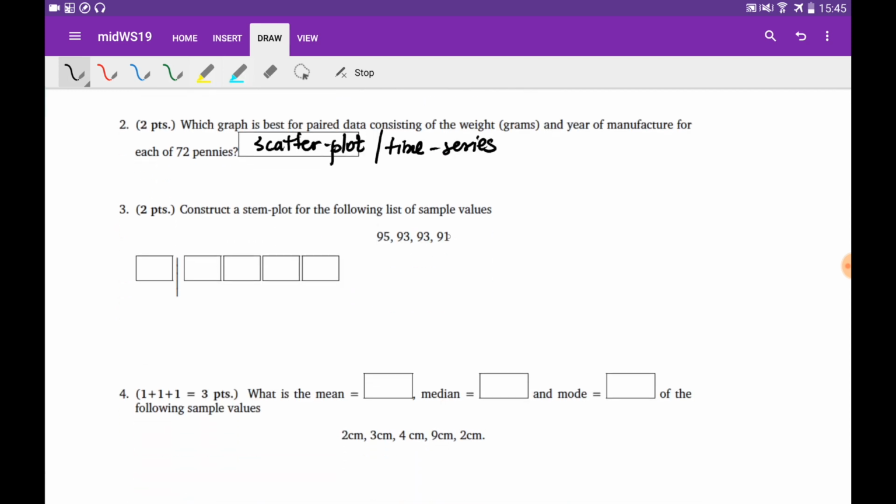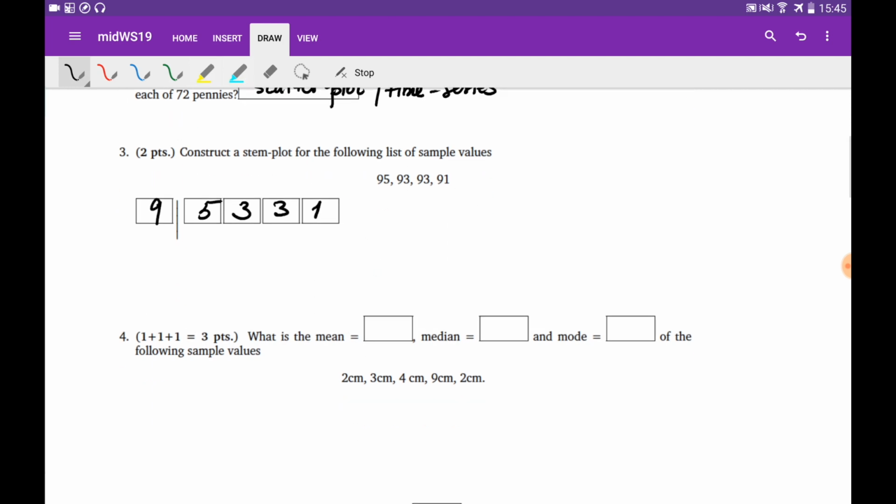So if we're given the data, in order to create a stem plot, we need to split every data point into 2 parts. Basically, in this case, it's going to be 9, like the tens, and 5, 3, 3, 1. So this is going to be the stem plot for this data.